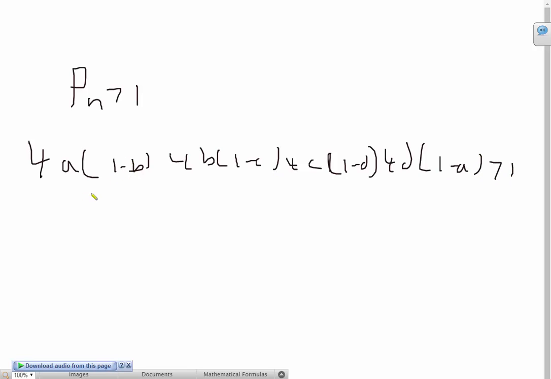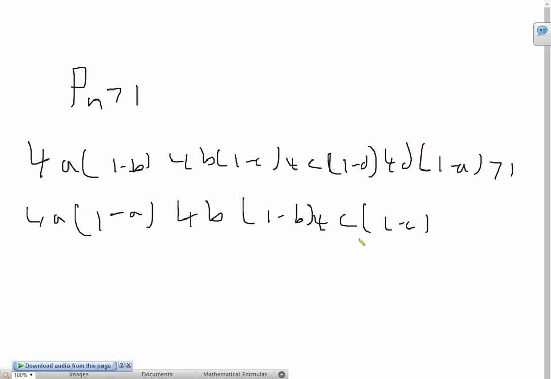Now let's manipulate this a bit. It'll still be Pn, but let's just bring the terms with the same letter together. So we get 4a times 1 minus a, 4b times 1 minus b, 4c times 1 minus c, and finally 4d times 1 minus d. And this has to be greater than 1.